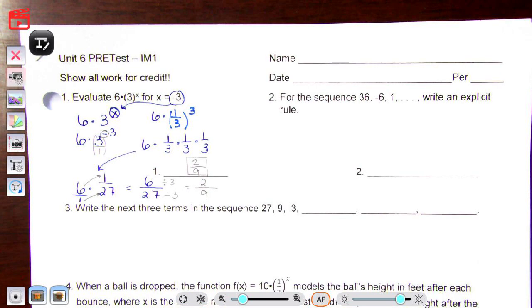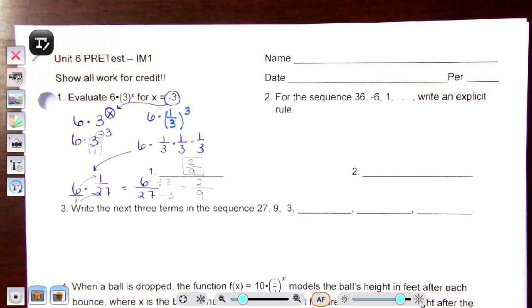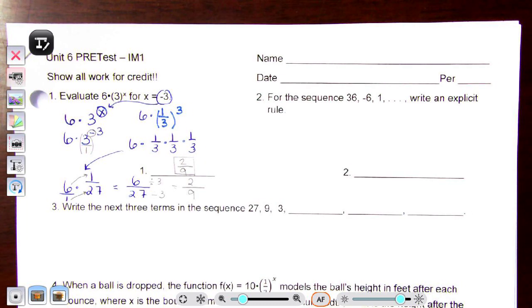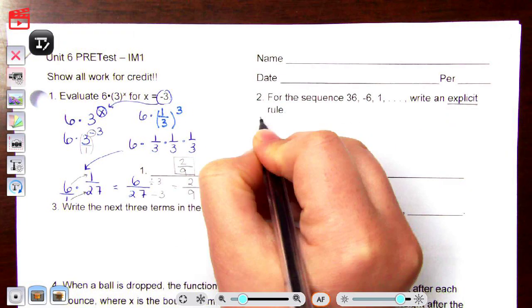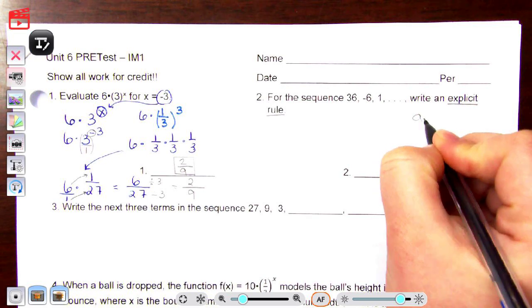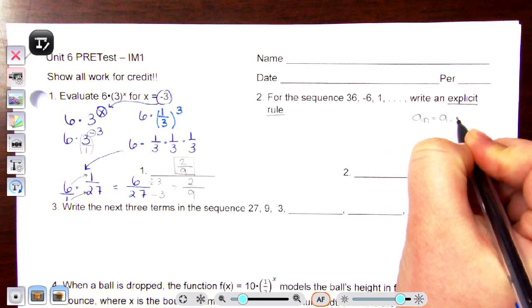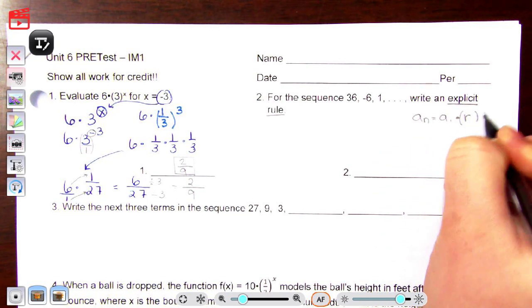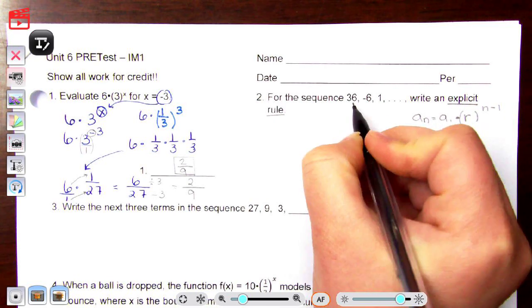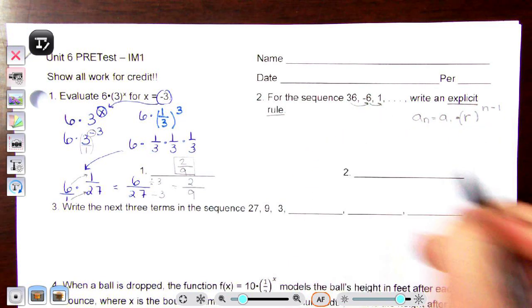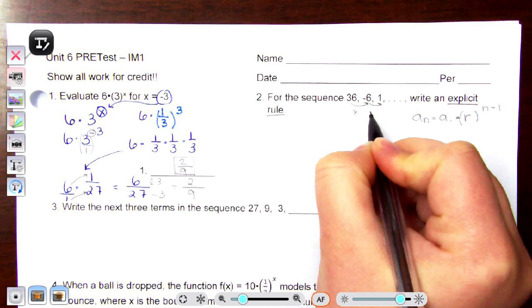Okay, let's move on for this one. For the sequence 36, negative 6, 1, write an explicit rule. So for an explicit rule, we need to know that a sub n is equal to a sub 1 times r to the n minus 1 power. Also, we need to know what our r is, our common ratio. Remember, we are multiplying by something.